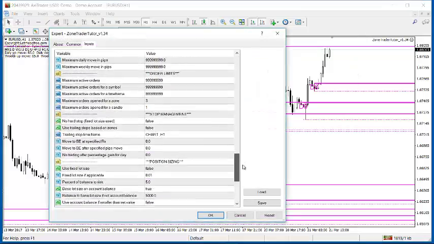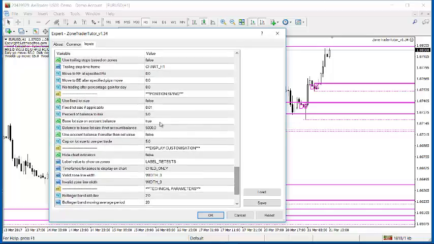Scroll down a little bit further just to get the last one or two. So we've also got position sizing here. You can use a fixed lot size, or you can use a calculated amount based on the percentage of your account you want to risk, and things like a cap on lot size just to ensure that you don't go over a certain amount.